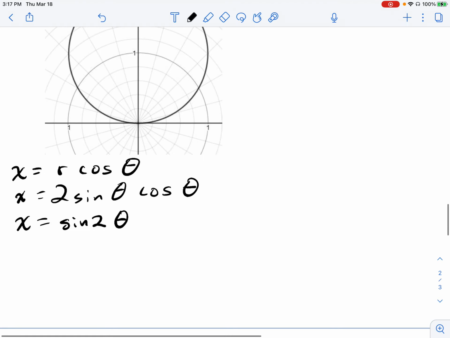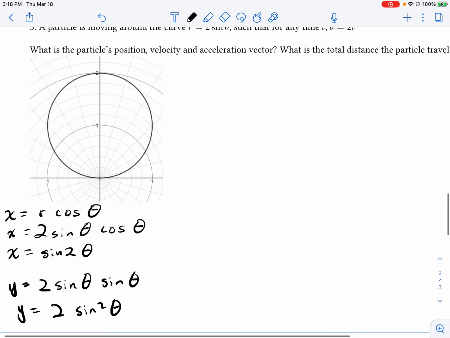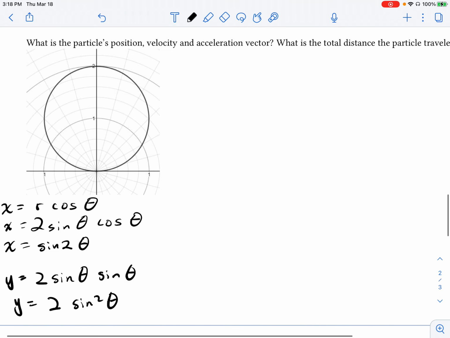Next up, we're going to write our y equation. So y is equal to 2 sine theta times sine theta, right? This was r sine theta times sine theta. So y is equal to 2 sine squared theta, okay? So now we're ready to write our position, velocity, and acceleration vectors. We're just going to be differentiating here.